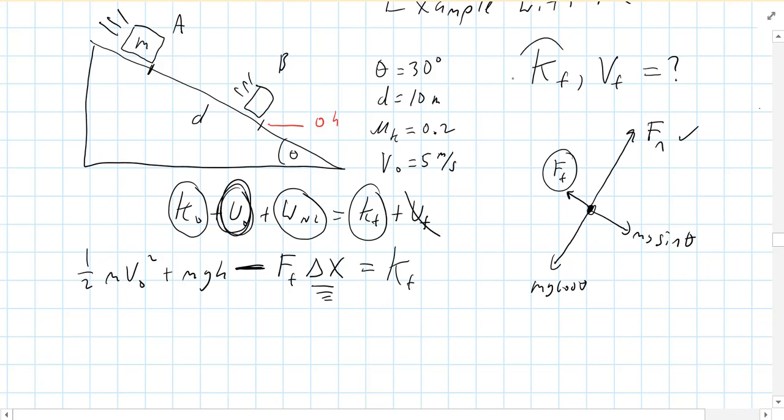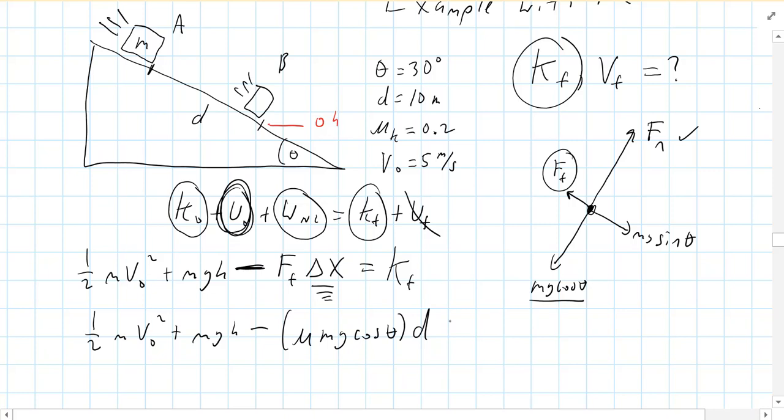I want to know that number. Okay, now I'll do one more step here before I start plugging numbers in. We've got 1/2 mv naught squared plus mgh minus the force of friction. That's going to be mu Fn, and Fn is going to equal mg cosine theta in this case. So we've got mu mg cosine theta times delta x, which is d, which is 10 meters. That's going to be our K final.